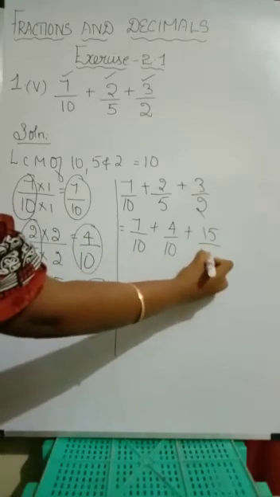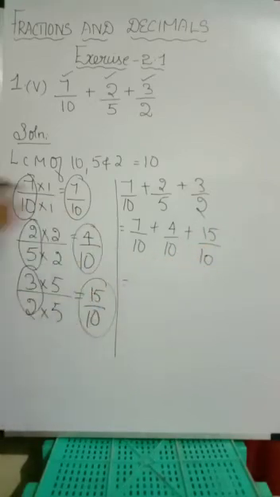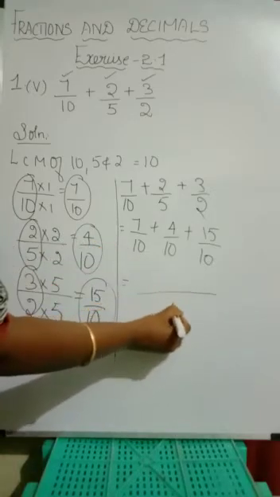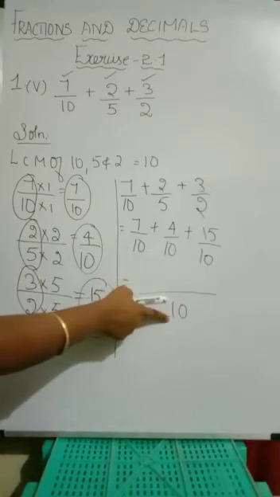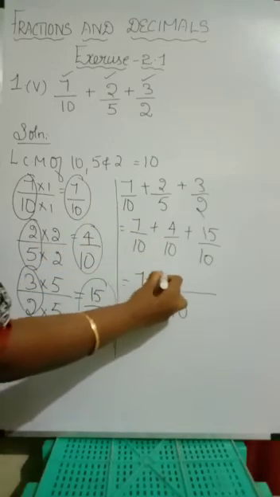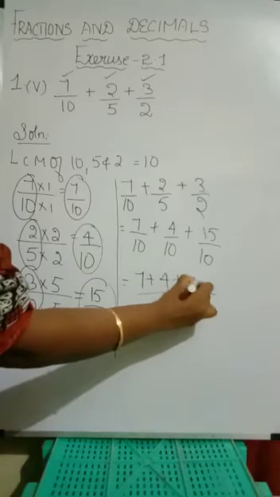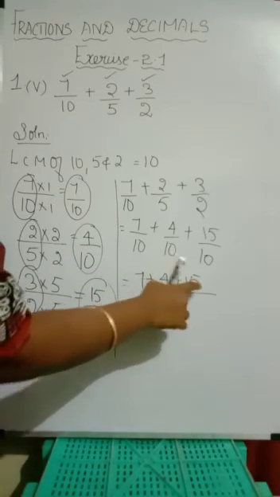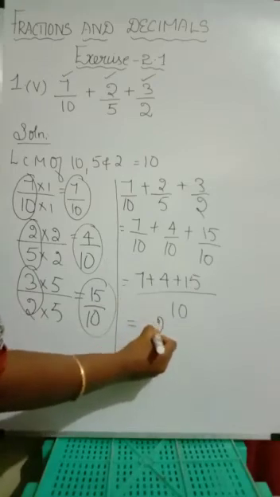15 by 10. Now all the denominators are the same. It is a like fraction. If it is a like fraction, write the denominator there. What is the denominator? 10. So, add 7 plus 4 plus 15. What is 7 plus 4 plus 15? 7 plus 4 plus 15 is equal to 26.